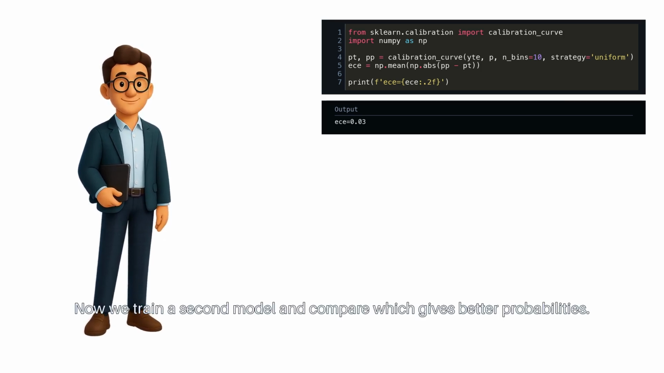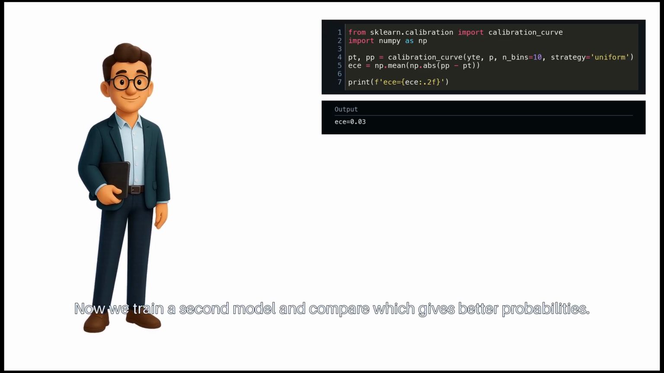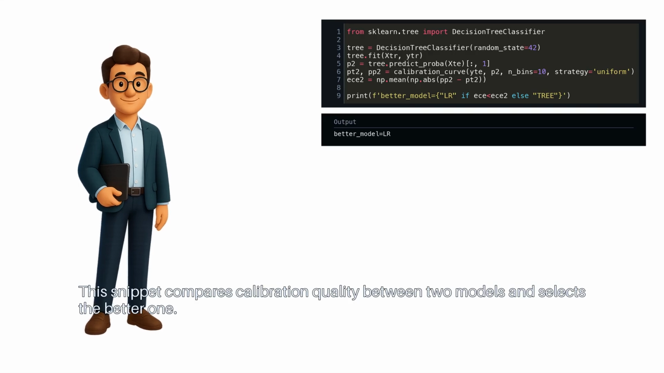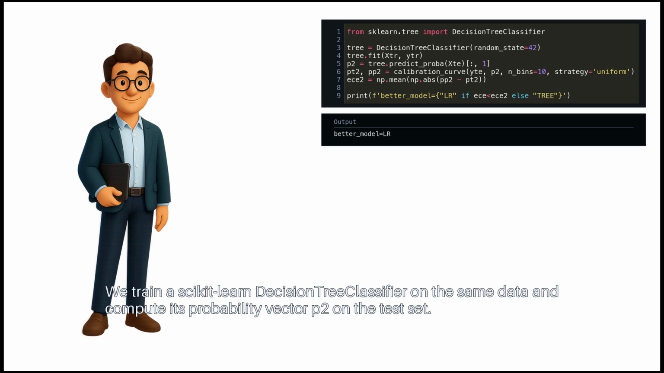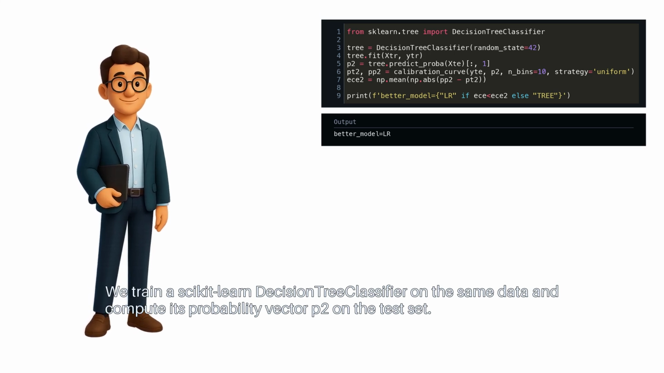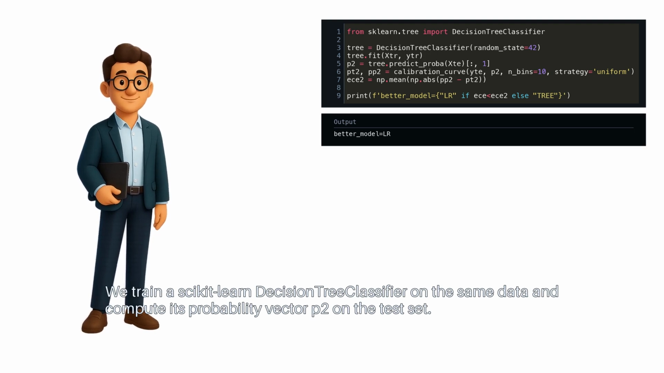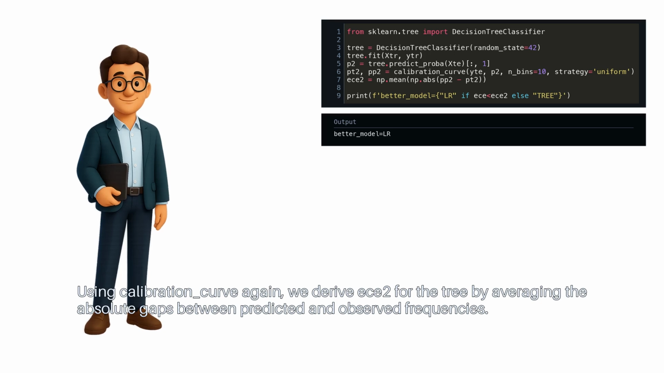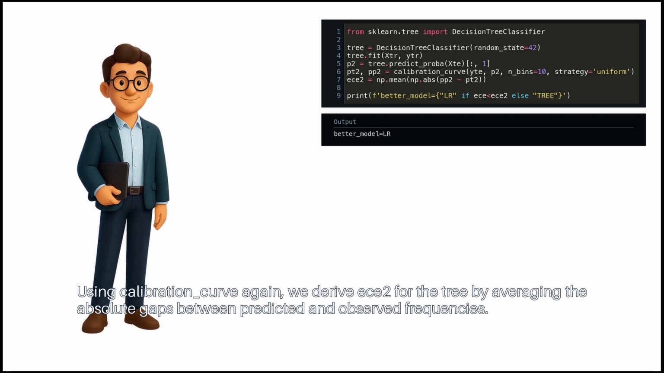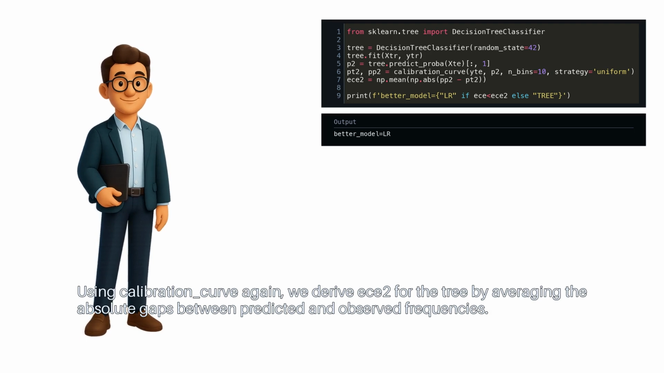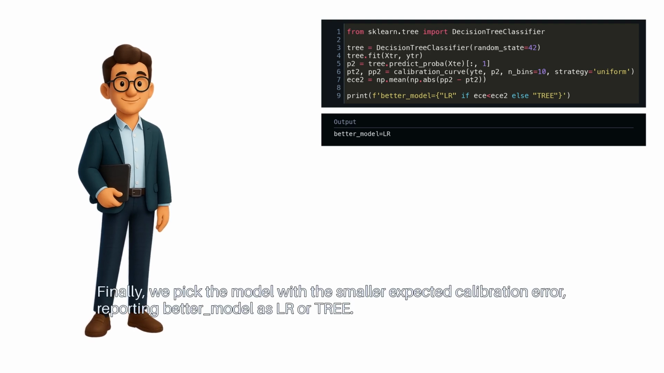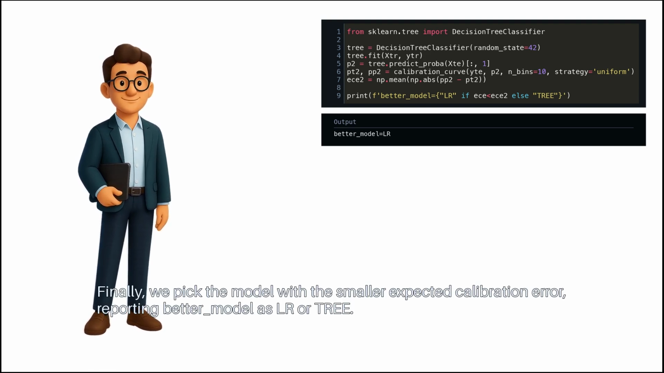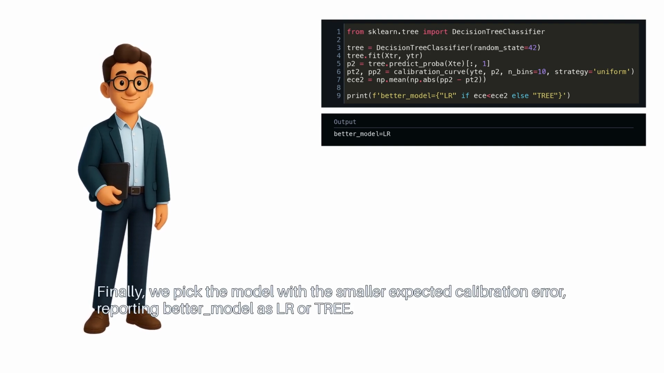Now we train a second model and compare which gives better probabilities. This snippet compares calibration quality between two models and selects the better one. We train a scikit-learn DecisionTreeClassifier on the same data and compute its probability vector P2 on the test set. Using calibration_curve again, we derive ECE2 for the tree by averaging the absolute gaps between predicted and observed frequencies. Finally, we pick the model with the smaller expected calibration error, reporting the better model as LR or tree.